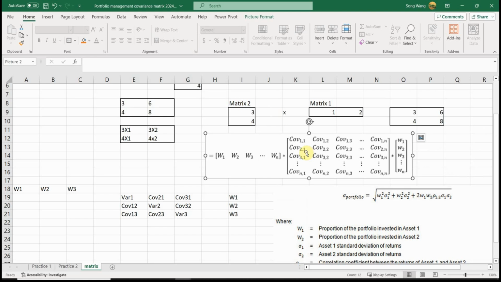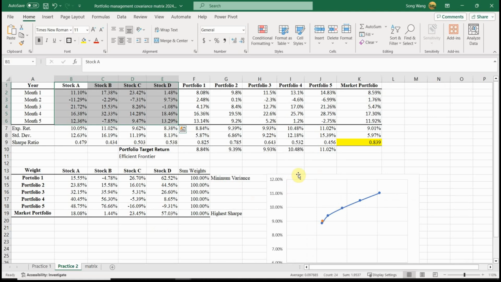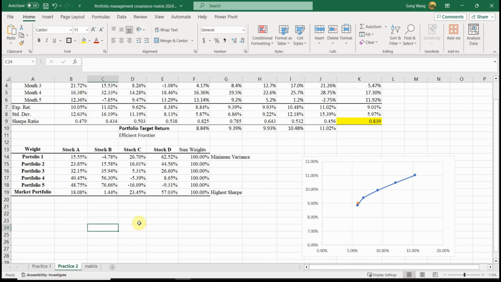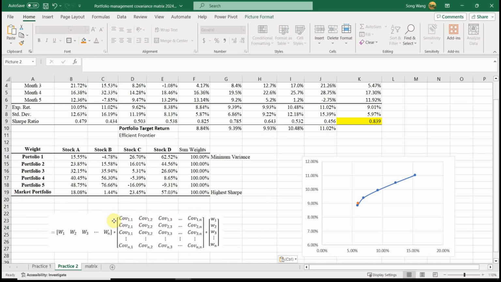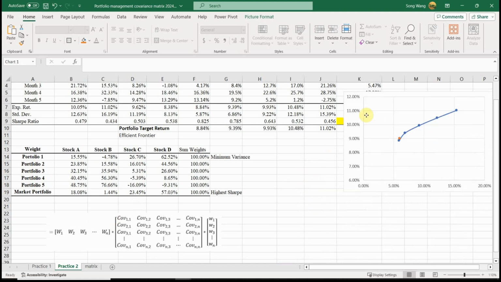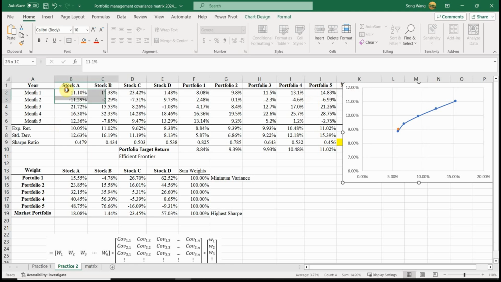So how exactly do I apply this to my portfolio calculation? Let me just put it here. Variance covariance matrix. So number 1, you should know how to calculate the variance and the covariance based on the stock returns.